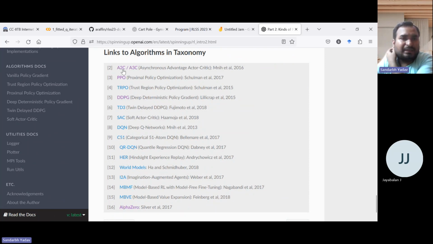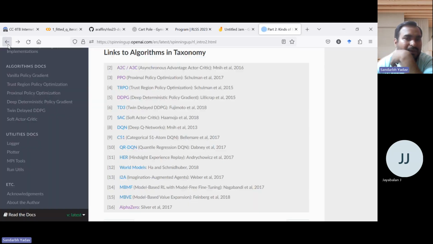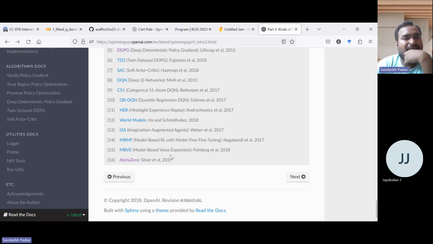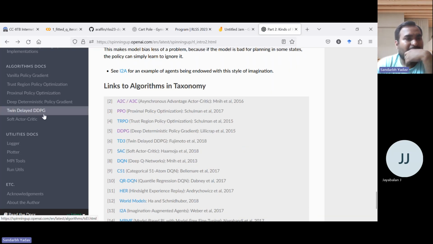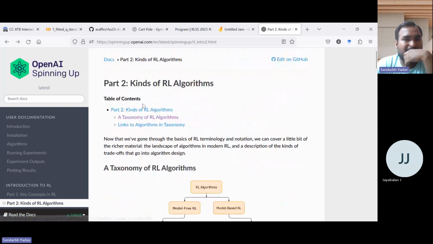You can simply go to each of these algorithms, and these are the links to each original paper where people proposed the method. It came in 2016, essentially after our lectures were recorded. Most of these algorithms came up after those lectures were recorded. This is one of the resources you can use for Deep RL, and it is from OpenAI, so you can trust it.